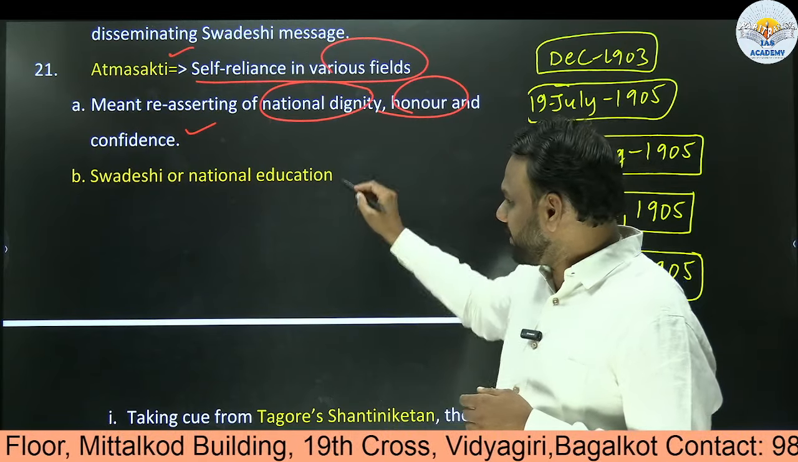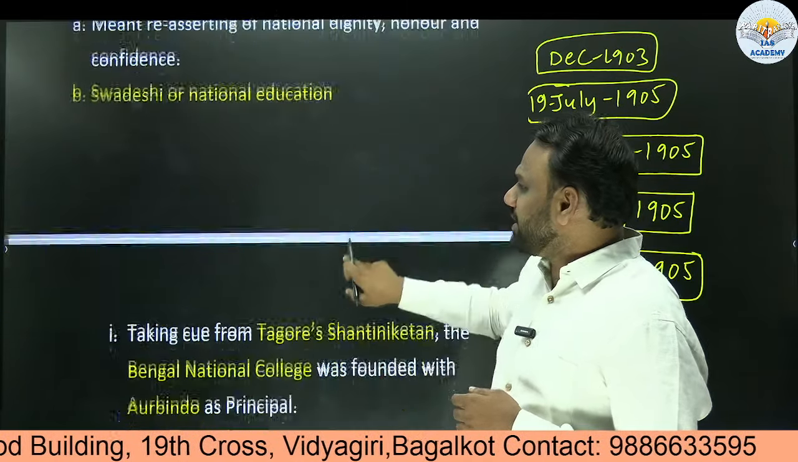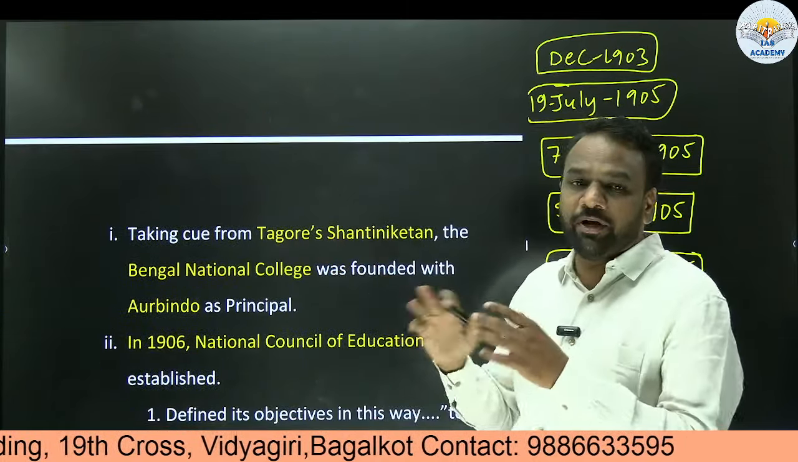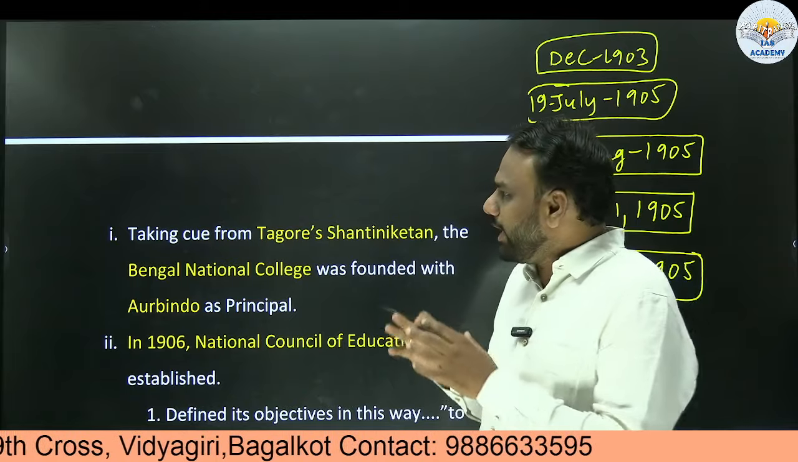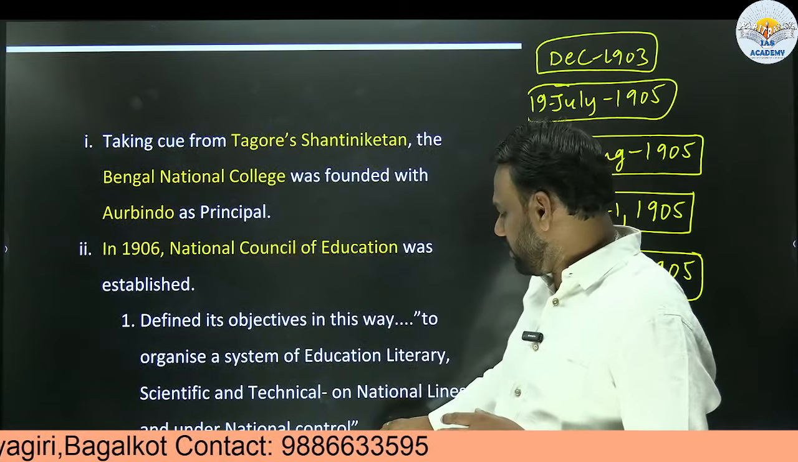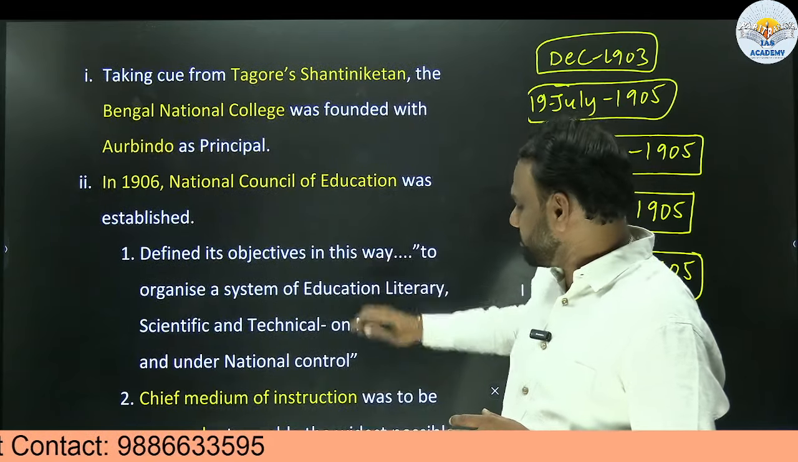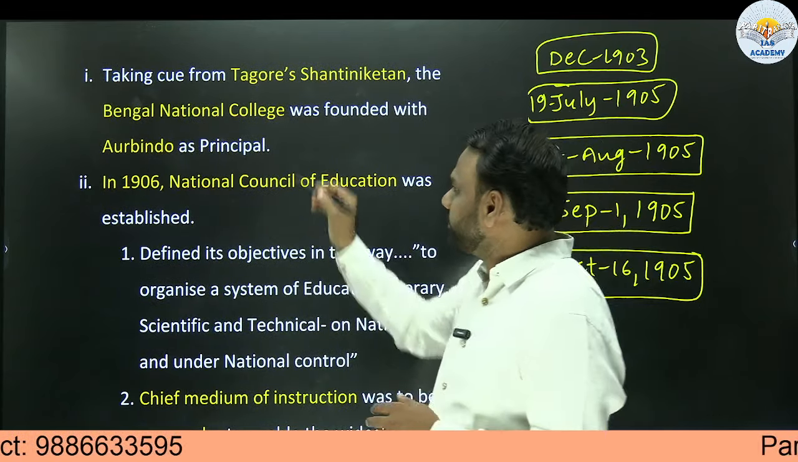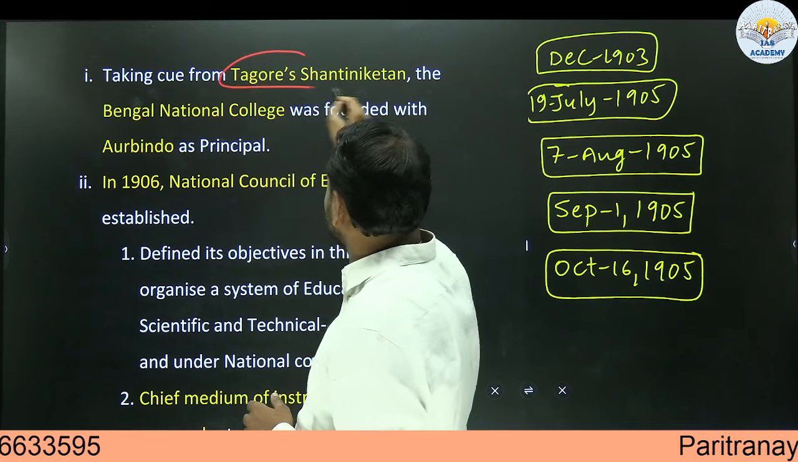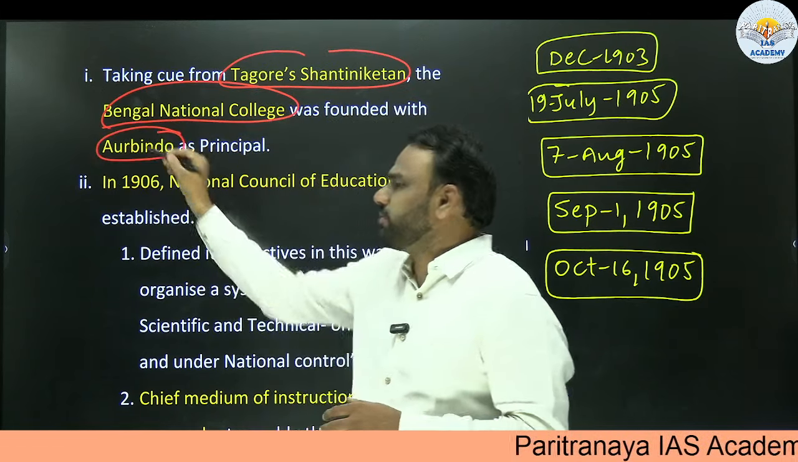So one example is with respect to Swadeshi or national education. Our education was dictated by the British at that time, but now an attempt was made to nationalize education, so that nationalistic feelings would be added to the education system. A few examples are there. Taking a cue from Tagore's Shanti Niketan, Bengal National College was started with Aurobindo as principal.